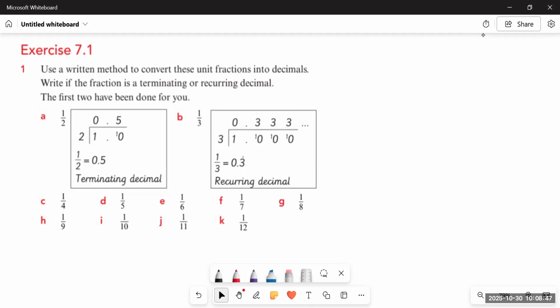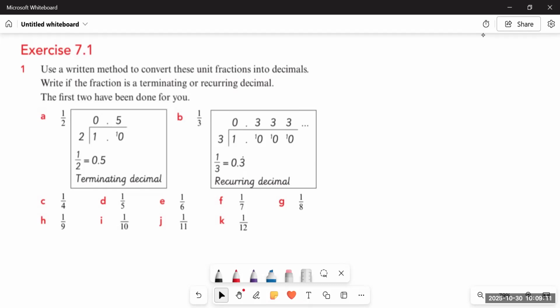Here we have 1 over 2, 1 over 4, 1 over 5, 1 over 6, 1 over 7. And then we have to figure out which of these fractions are terminating, that stops at a point, and which of them are recurring, that repeat themselves. So first one, 1 over 2 has already been done, and you will find that it's a terminating decimal, that it stops at 0.5. It is not going any further.